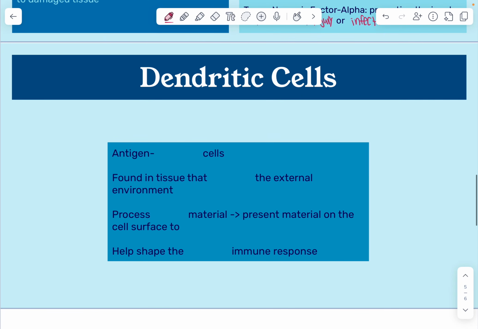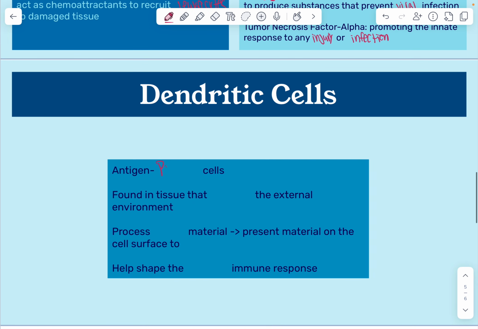The last type of cell is a dendritic cell, and these are antigen-presenting cells. They're found in tissues that have contact with the external environment, and they process antigen material, and it's going to present this material on the cell surface to T cells. And once this is done, it's going to help shape the adaptive immune response.